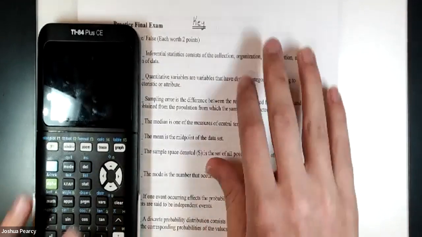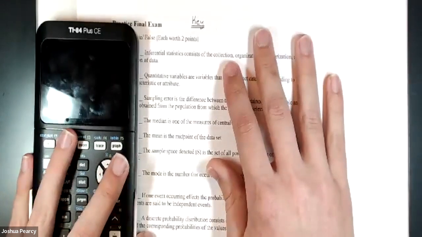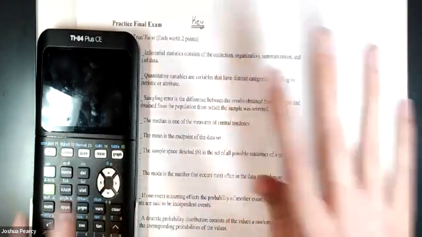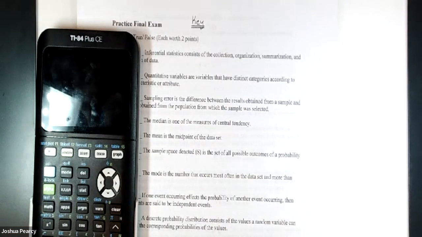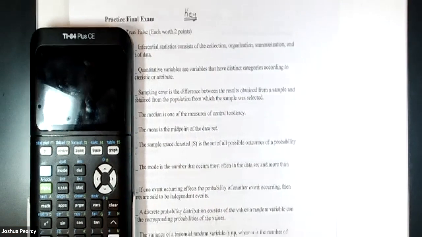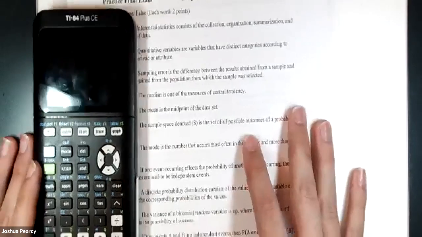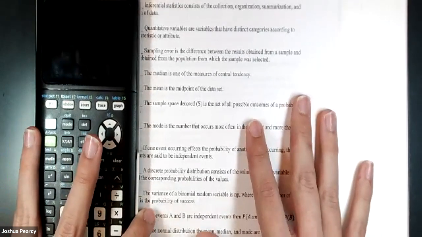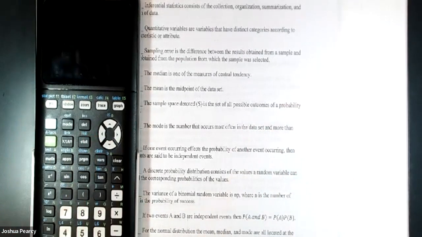So expect a format like this in the exam. Of course you'll have true/false questions, multiple choice, and then there'll be a couple free response. So let's look at the first one. Inferential statistics consist of the collection, organization, summarization, and presentation of data. Is that true or false?